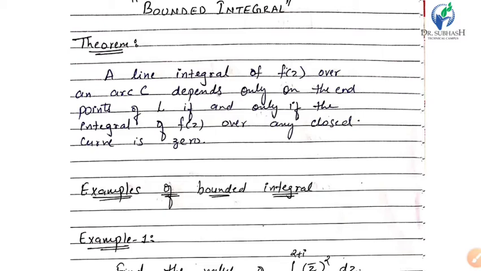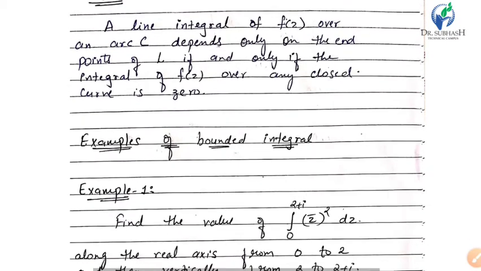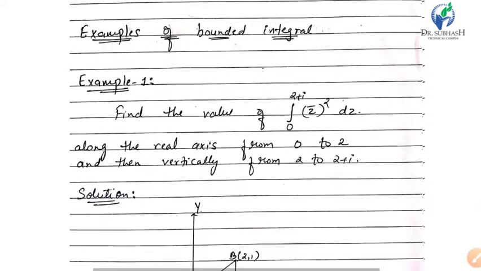A line integral of f of z over an arc C depends on the endpoints of C if and only if the integral of f of z over any closed curve is 0. This is the theorem which we need to remember for bounded integral. Now let us understand bounded integral by some examples.